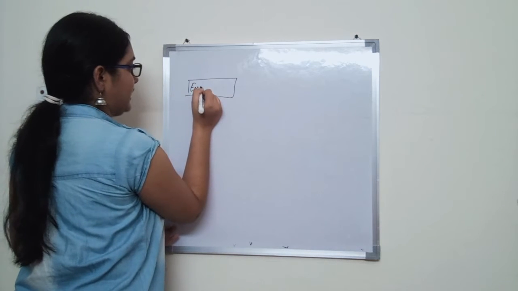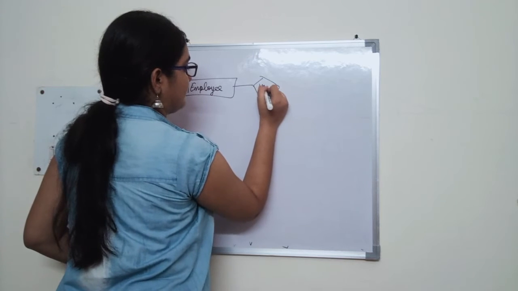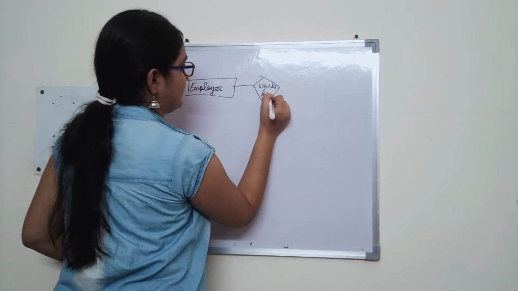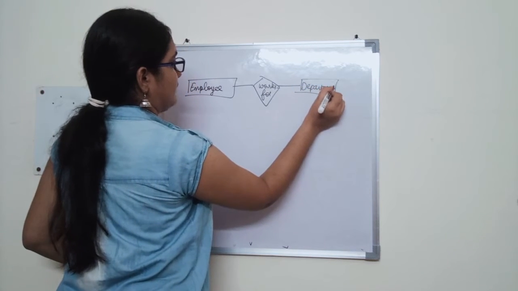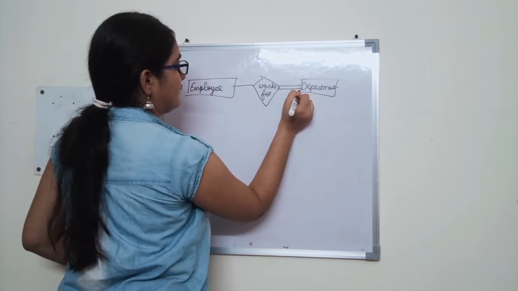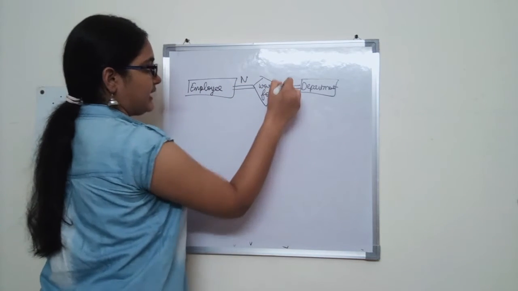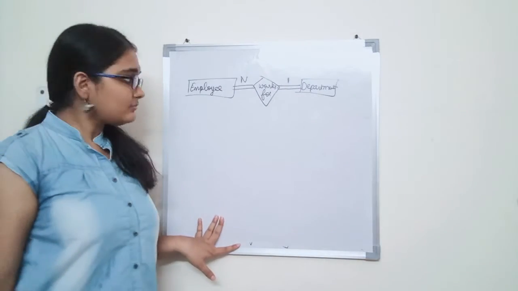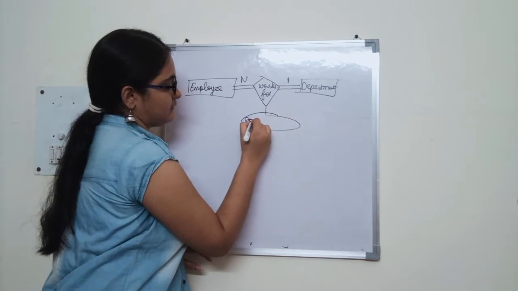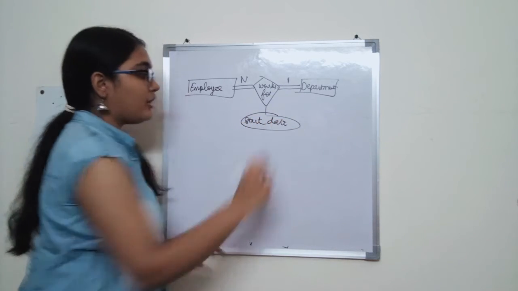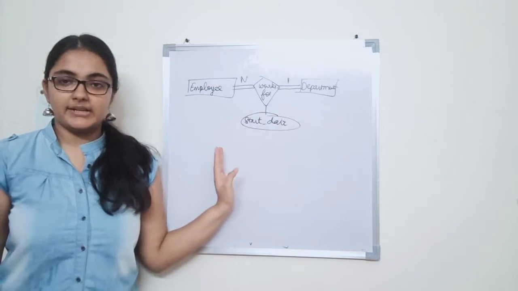It was like this: employee works for department. Alright, and this side n and this side 1. Alright, so now the works for, I want to even record the start date, which is the date on which the employee has started working for the department. This is the case of n:1 relationship.